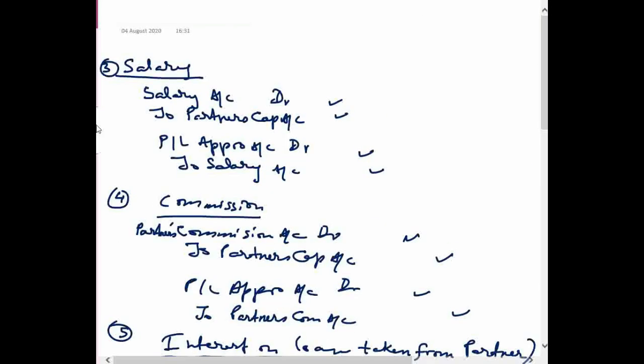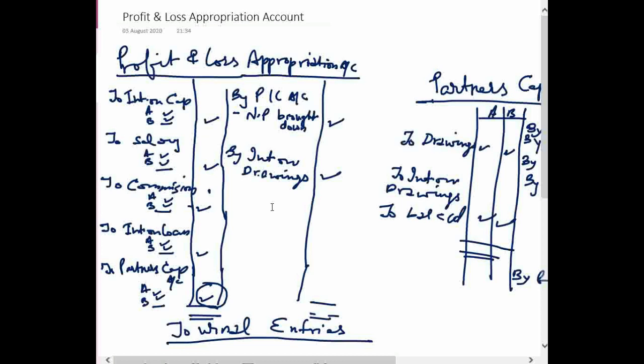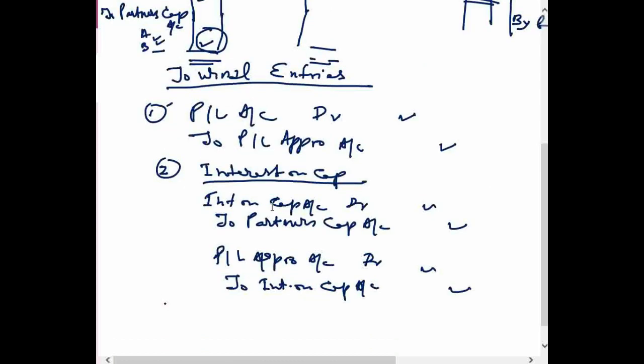First we passed the entry for transfer of profit from the net profit and loss account to the profit and loss appropriation account. Then we made all the distributions from the profit by way of interest on capital, salary, commission, interest on loan, and share of profit in the end. We charged the partners interest on drawings, and we now know what entries we pass for each and every item.